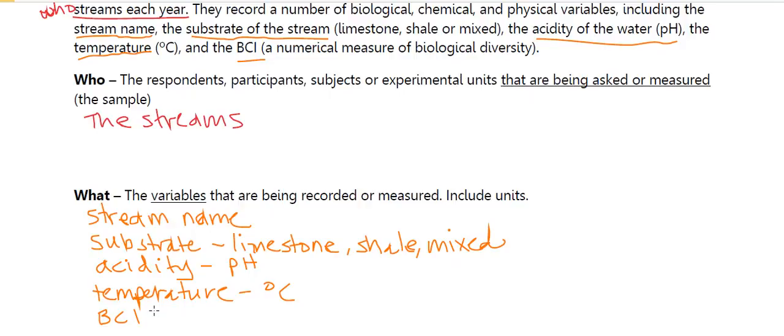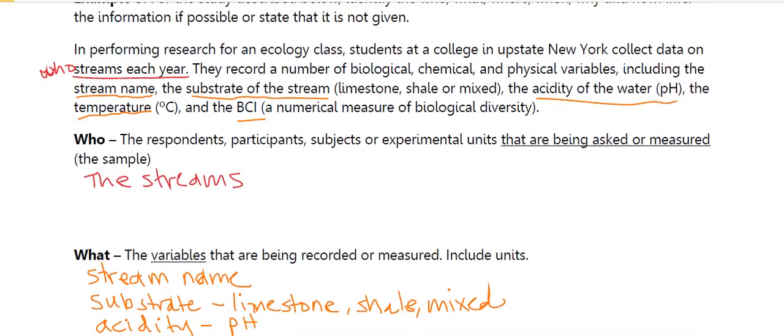Okay, we've got the who and the what. Next we need to go to the where. Where is this study happening? Well, we know that the college is in upstate New York. We don't know for sure where the streams are. Are the streams in New York? Are they going out, measuring streams local to their area? Are they going throughout New York? Are they going to the US? We're not sure.